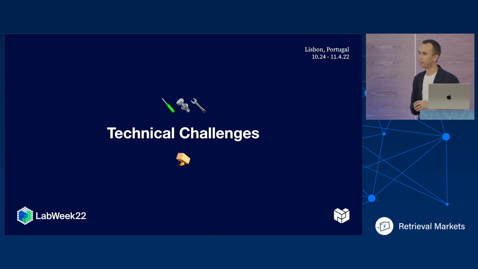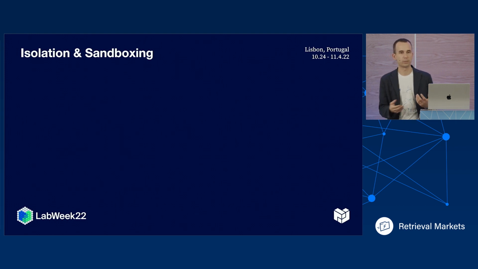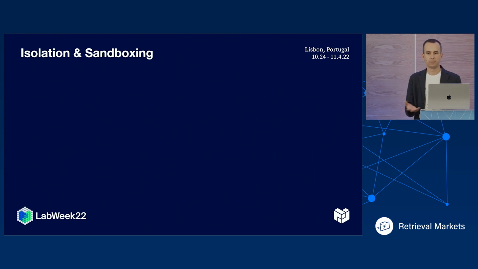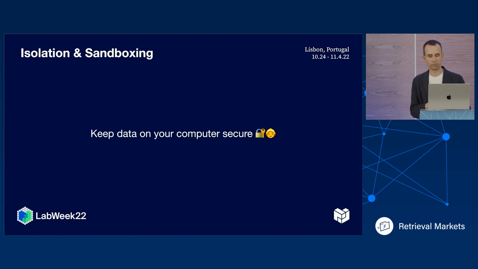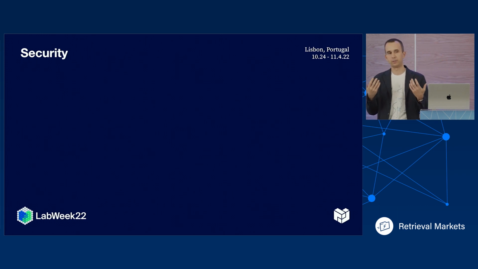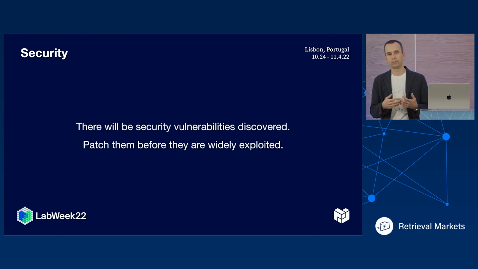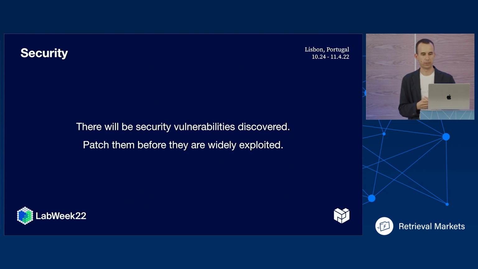Now, there are also many technical challenges in front of us that we are actively working on right now. The first one is, if we want to run untrusted code on users' computers, we need to ensure the code is isolated, that the code cannot exploit any resources or access secret data on the user's computer. So that's the first part to solve. The second part is making sure that even if a security vulnerability is discovered in our isolation mechanism, we fix it quickly so that it's not exploited because we were waiting for too long.